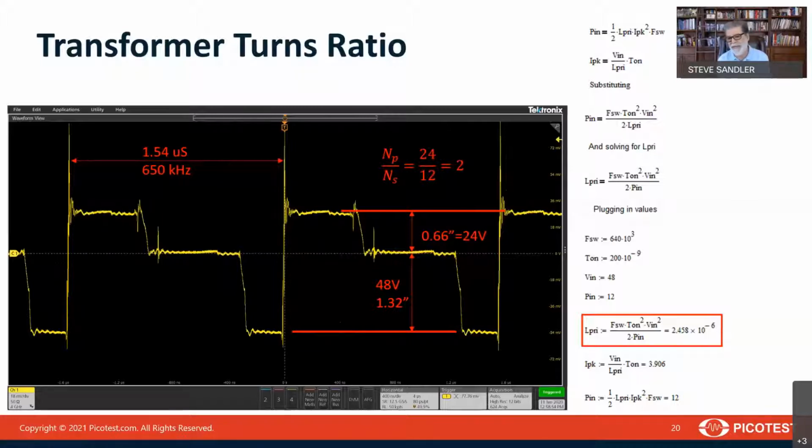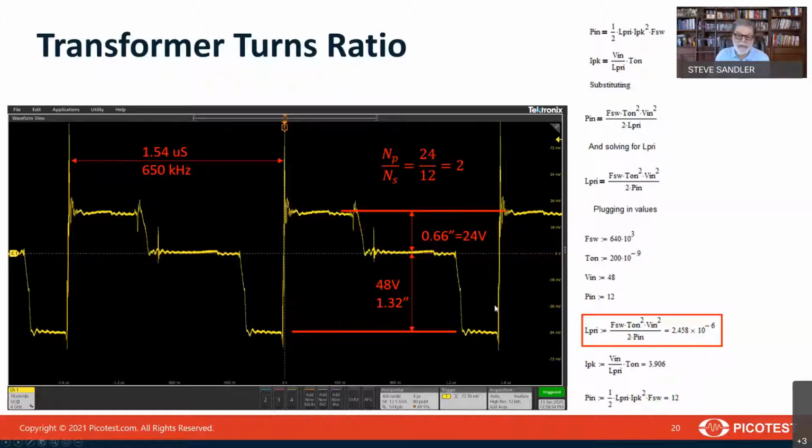So that was pretty easy. Of course, I can tell a lot more about it. I can see the frequency, I can see the on time, and I know the output power. And so I can solve the equation for power related to switching frequency, on time, input voltage, and primary inductance. So I can also tell you what the primary inductance of that transformer is, and in this case, it happens to be about 2.5 microhenries. So we can tell an awful lot from that EMI.